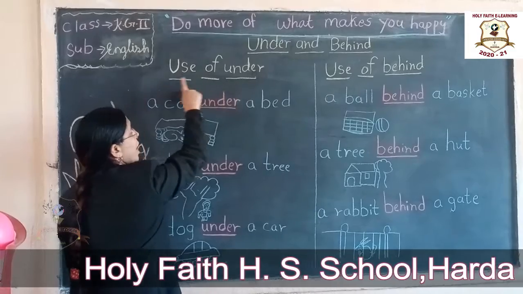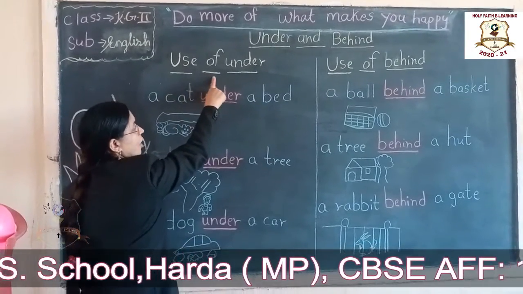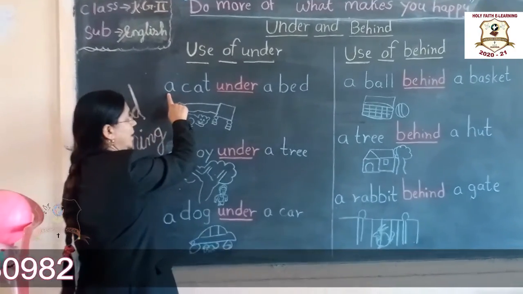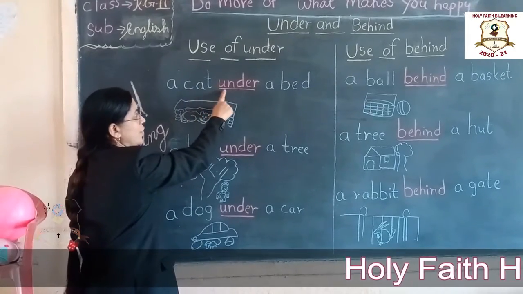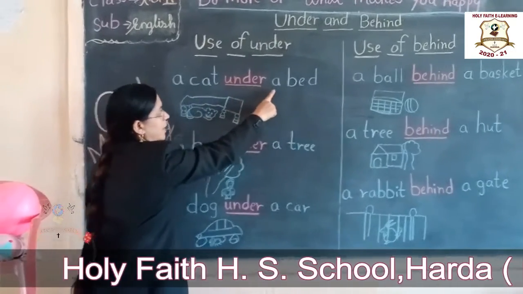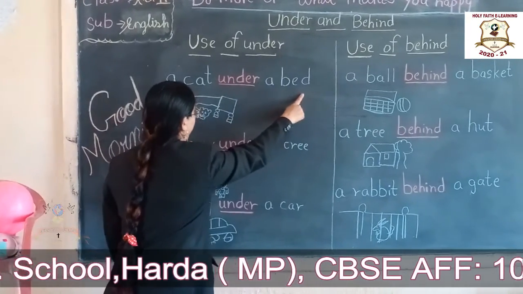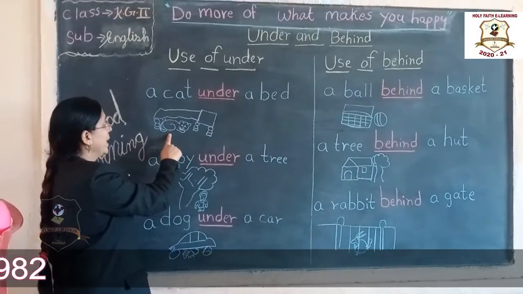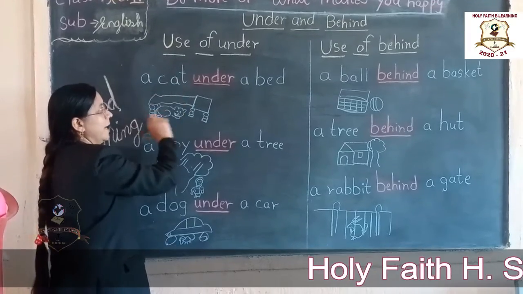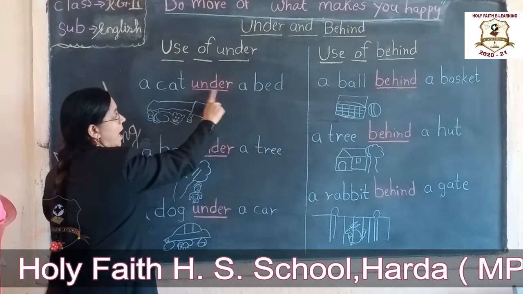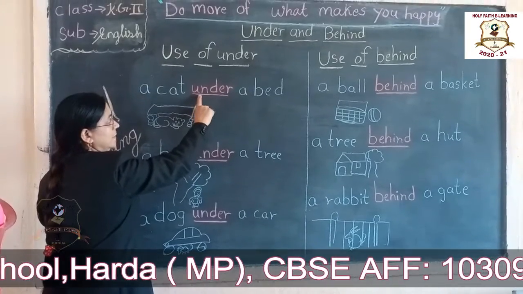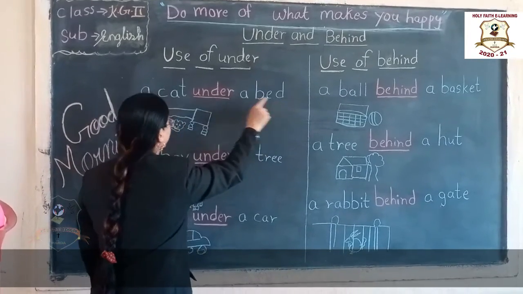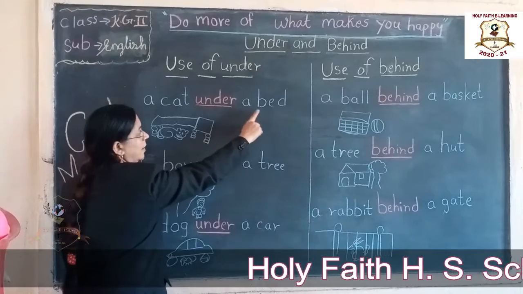Use of under. A cat under a bed. Cat कहाँ है? बेड के अंदर है, नीचे है.